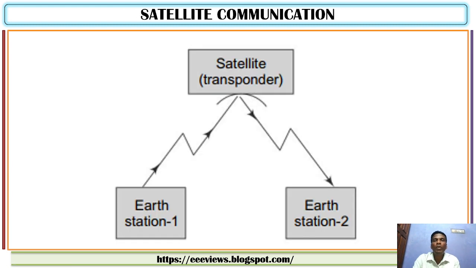Next, we will discuss satellite communications. You can see it is mainly used for long-distance communications. From earth station 1 the signal is transmitted to the satellite, then it is received at some other point, earth station 2.